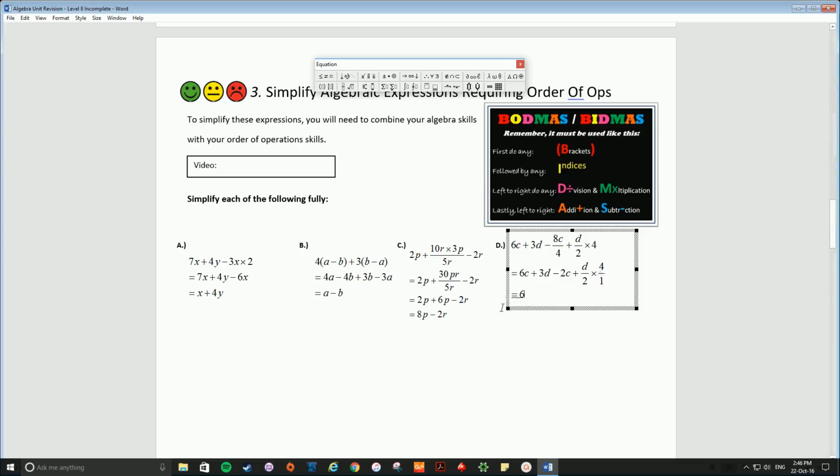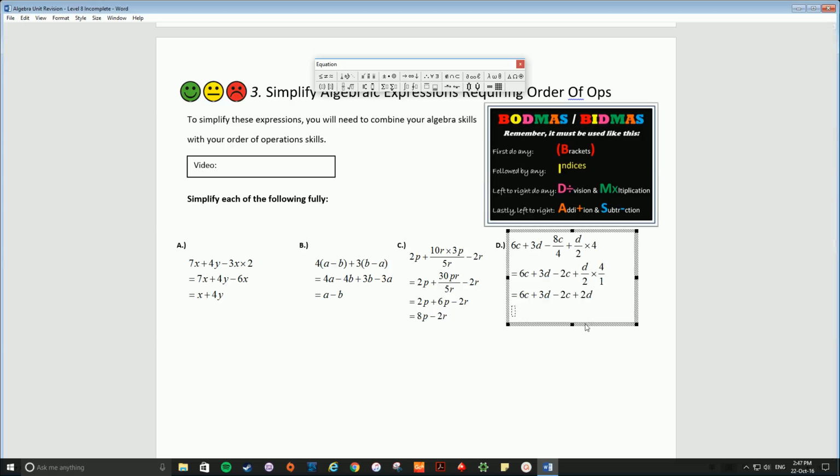So we've got 6c plus 3d minus 2c plus. I'm going to cross cancel here. So that's going to give me 2. That's going to give me 1. So really the answer is 2d. Okay, so 4 divided by 2 gives me 2, 2d. Oops, wrong spot. Down there. Okay, next step.